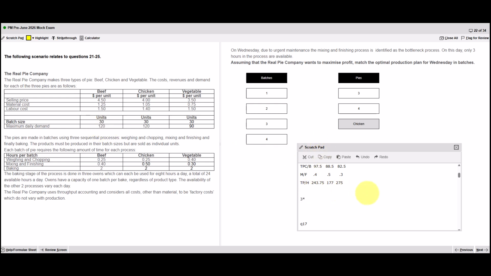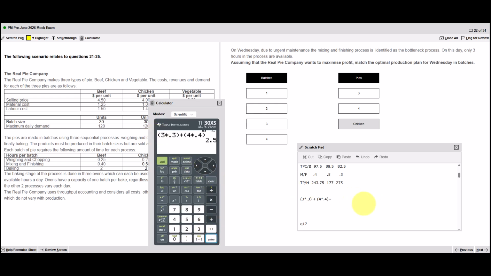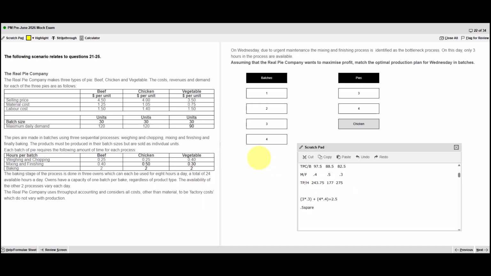So let's look at what we've used. We've got 3 batches of veg, each using 0.3, and we've got 4 batches of beef using 0.4. So put it into my calculator, means I've used 2.5. I've only got 3, so I've got 0.5 spare. So how many batches of chicken can I make? Well, mixing and finishing uses 0.5, so I can only make 1 of those.